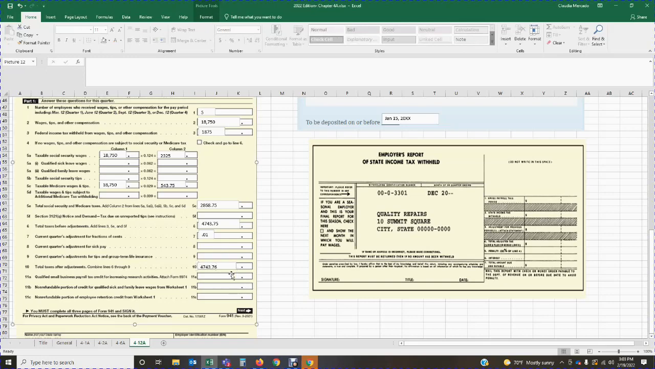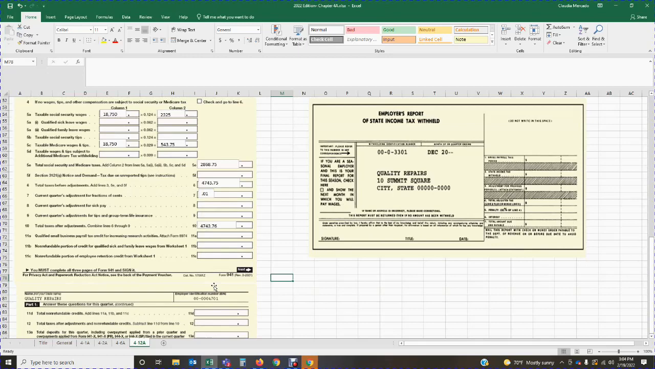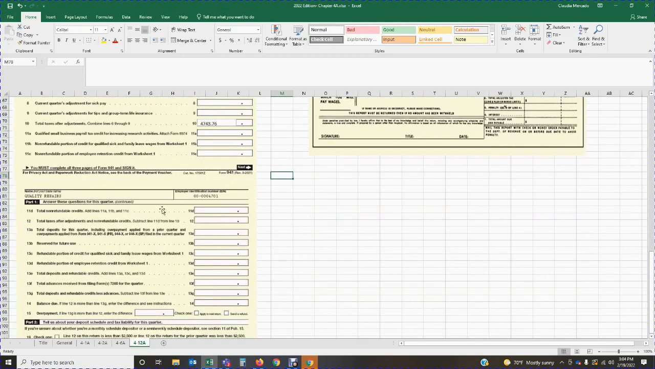$4,743.76. Lines number 11A, 11B, and 11C do not apply to the problem. That has no relevance as to the information being provided. Okay. We continue with the form. All of these lines, non-refundable credits, are skipped.